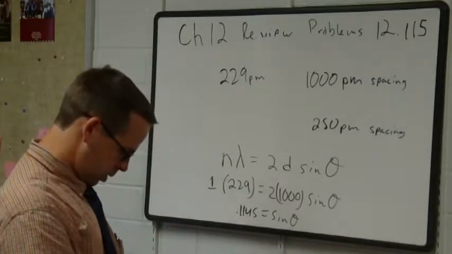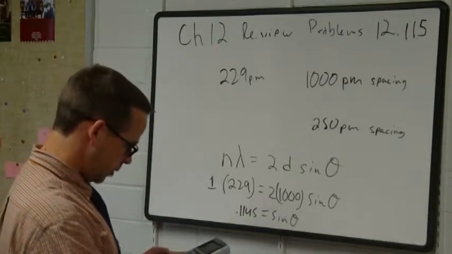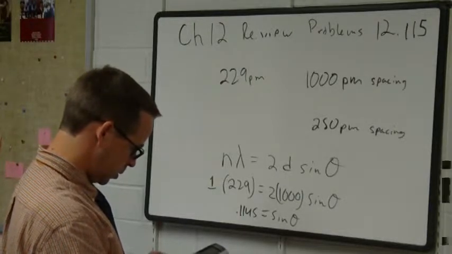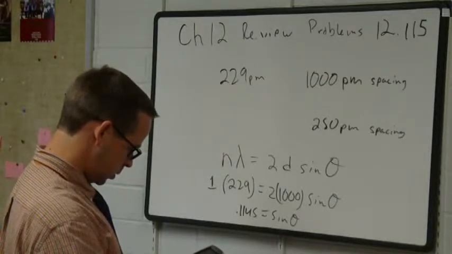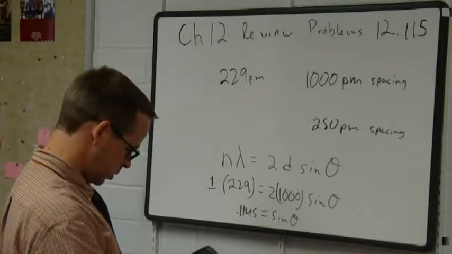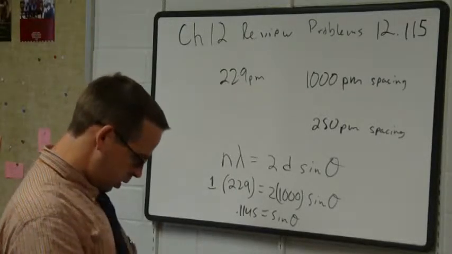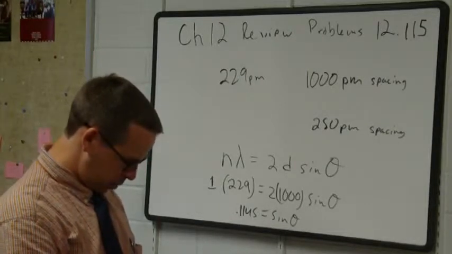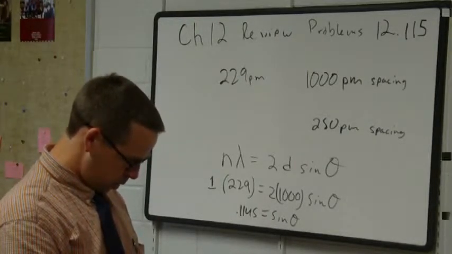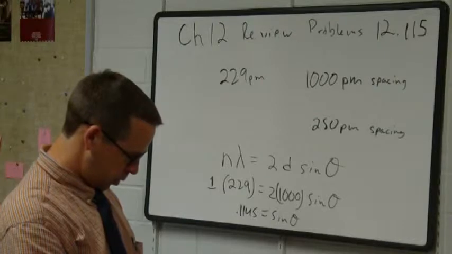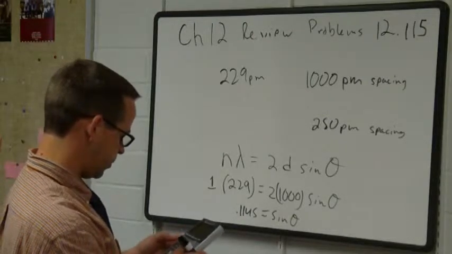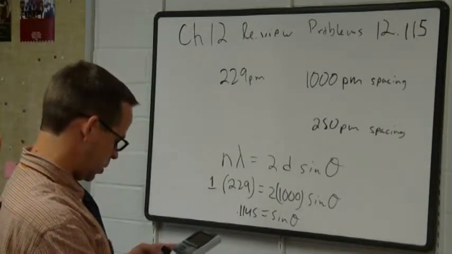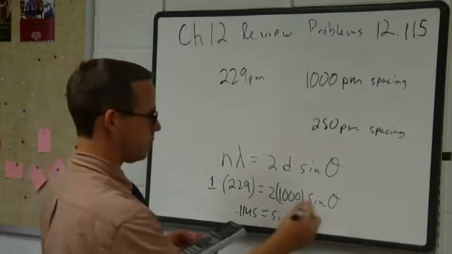So let's see, how do I do this? I need to go into my mode, I guess. Click the mode button and go from radian to degree. There we go. And then I can quit there. And now I do inverse sine of 0.1145. All right, 6.57.